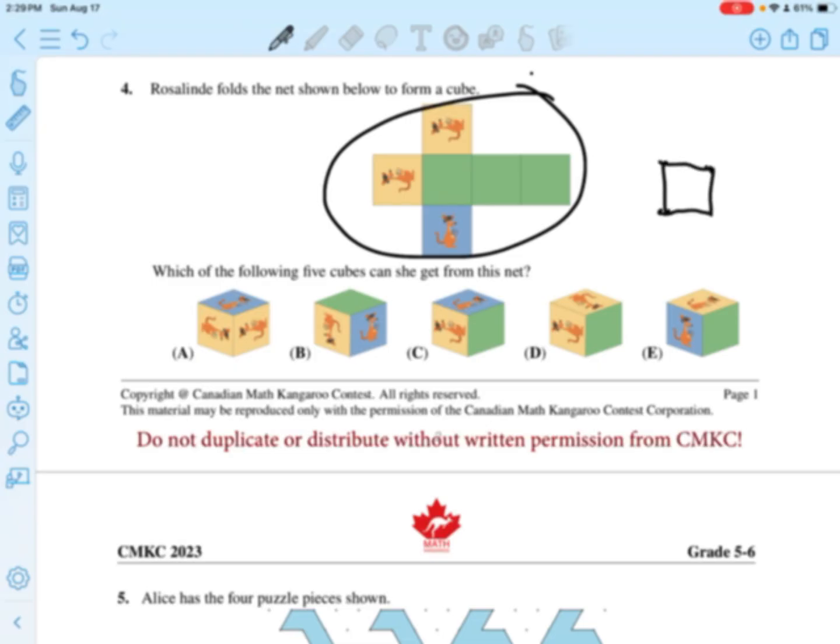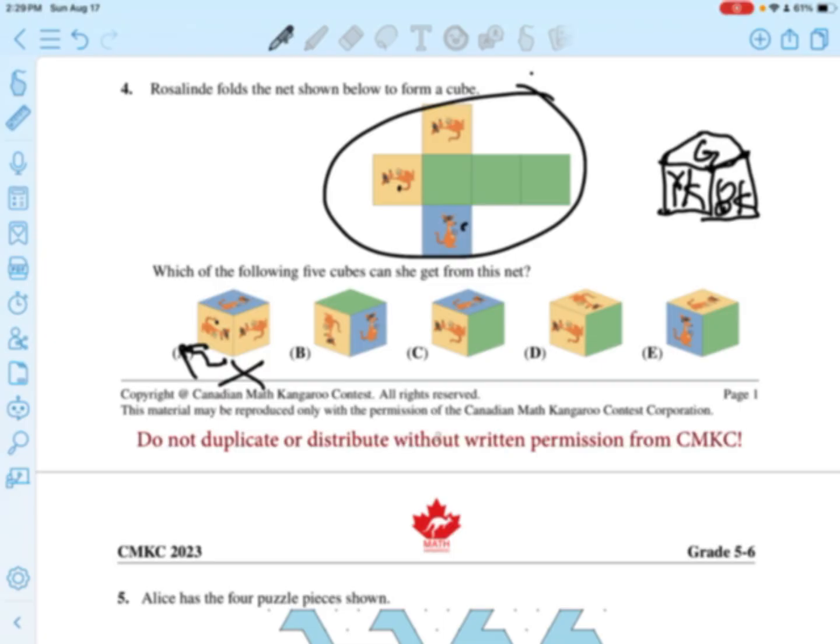So I put YK for yellow kangaroo for short, and BK for blue kangaroo for short, because this is blue and this is yellow. And this will be just a green. So now this is what it should look like. So in A, the blue kangaroo is correctly placed, but this kangaroo, if you use your imagination, should be this way, which means this is not the answer.